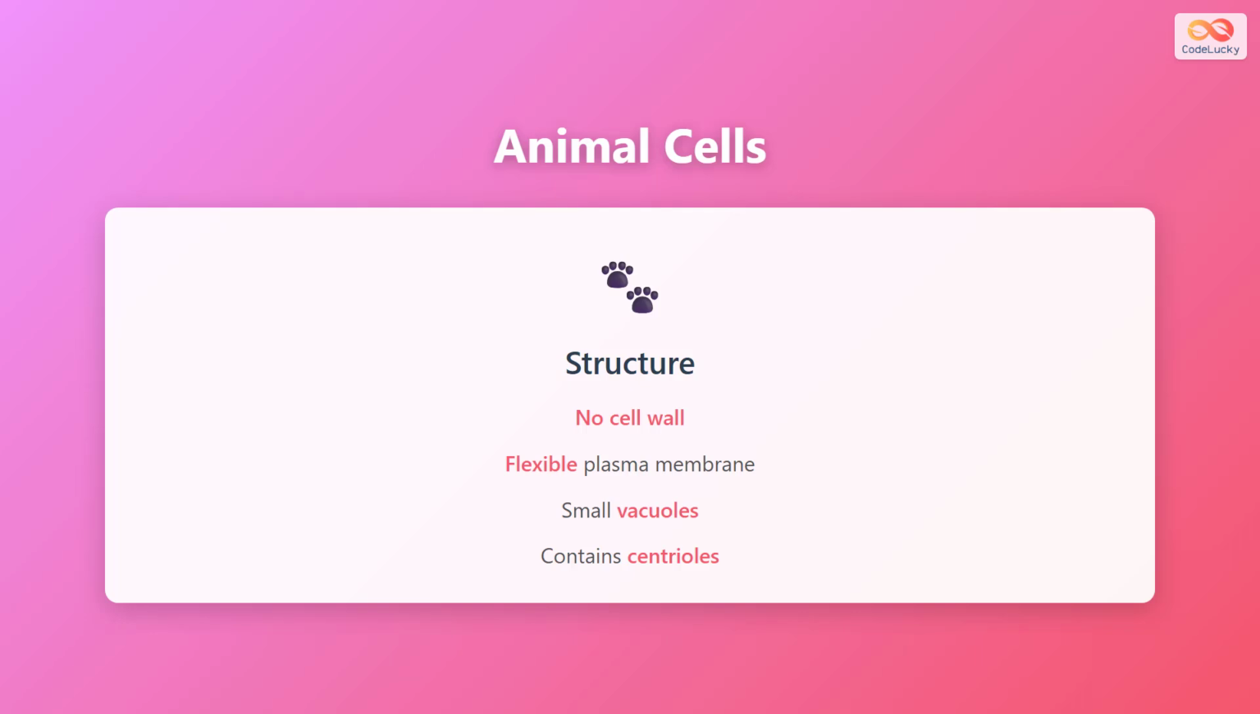Animal cells have several distinctive features. Unlike plant cells, they lack a rigid cell wall, having only a flexible plasma membrane as their outer boundary. This flexibility allows animal cells to take on various shapes. Animal cells contain small vacuoles, which are storage compartments that are much smaller than those in plant cells. Additionally, animal cells possess centrioles, structures that play a crucial role in cell division. These features enable animal cells to perform the diverse functions required by animal tissues and organs.